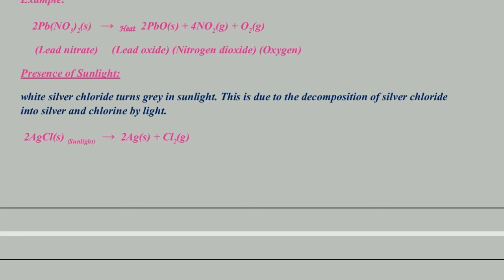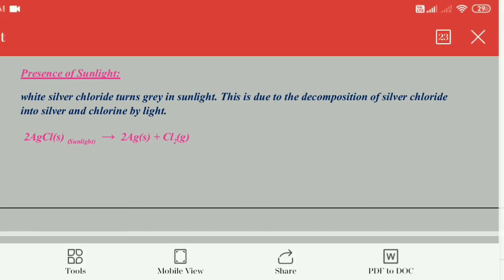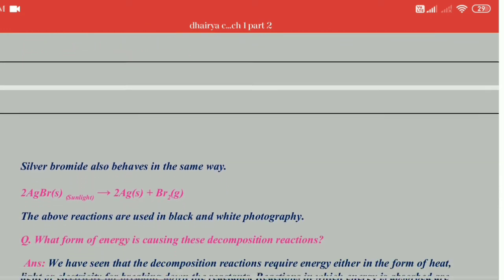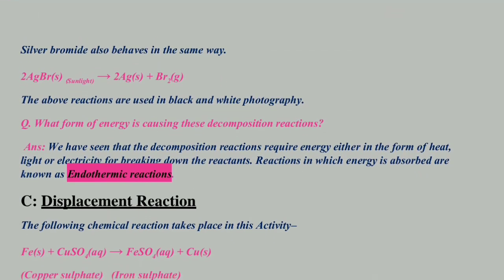So for example, 2AgCl in solid form, in the presence of sunlight, decomposes: 2AgCl gives 2Ag plus Cl2. Okay, so this is in the presence of sunlight. There is another reaction: silver bromide also behaves in the same way, 2AgBr gives 2Ag plus Br2. The above reactions are used in black and white photography.